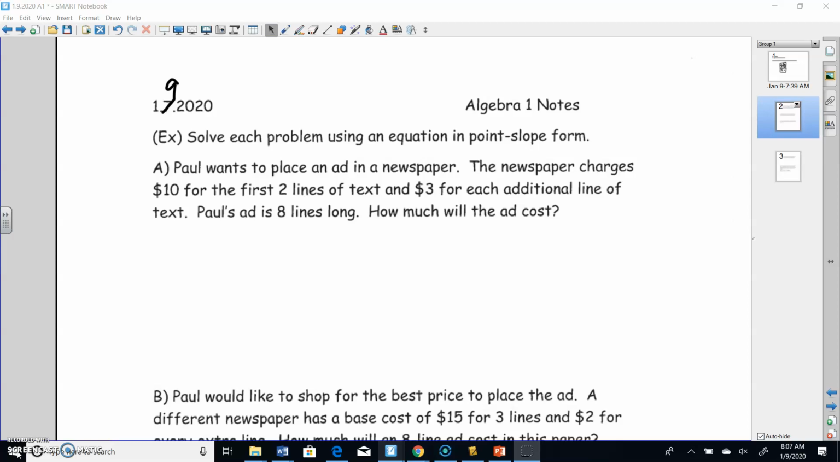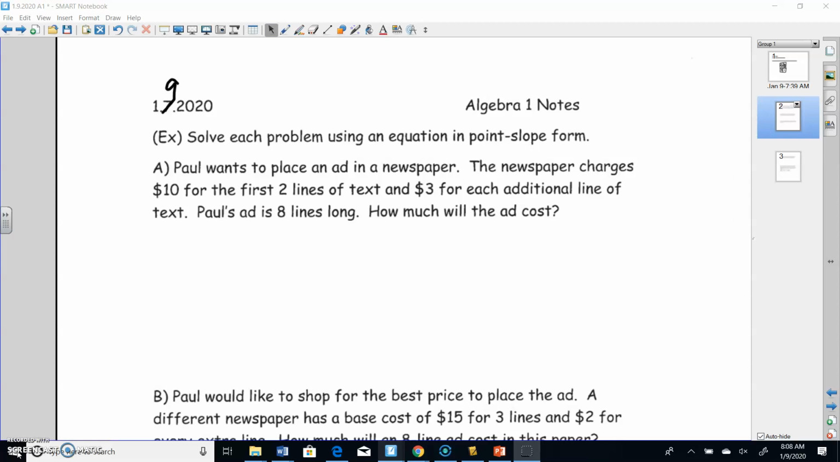Paul wants to place an ad in a newspaper. The newspaper charges $10 for the first 2 lines of text and $3 for each additional line of text. Paul's ad is 8 lines long. How much will the ad cost? So there's a couple of ways you could do this. Let me show you how to do the point slope form, and then I will give you an opportunity to see if you can do it another way.